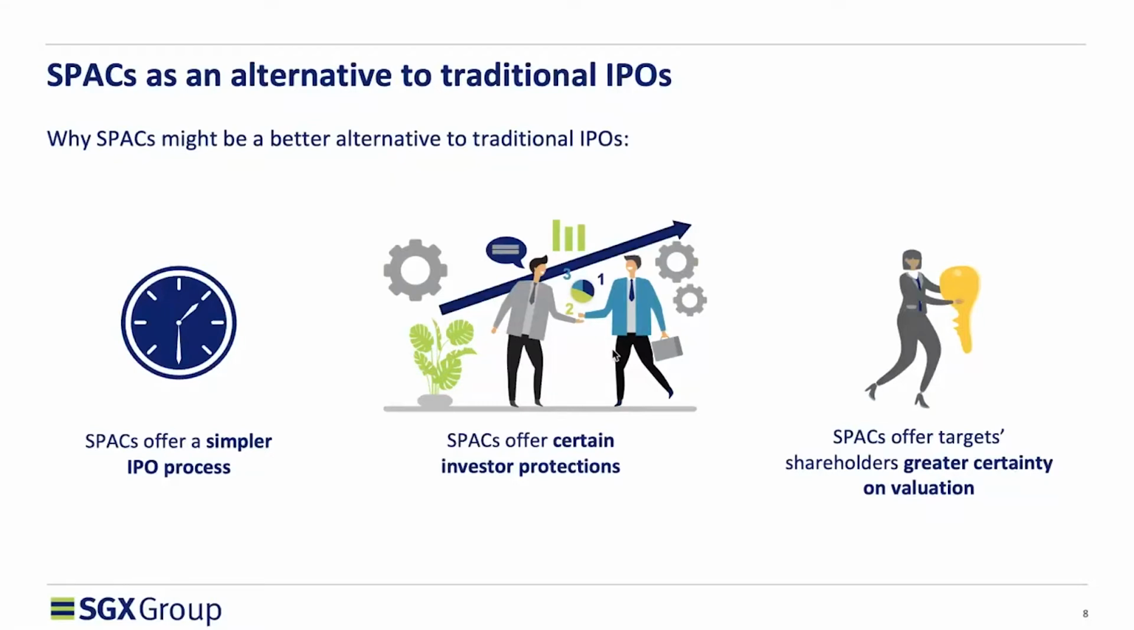Secondly, SPACs offer you and I as investors certain protections. We'll go through in a bit more detail what some of these investor protections are. And last but not least, SPACs offer the target shareholders greater certainty on the valuation. So as we'll see in some IPOs, because of market volatility, there is a lot of uncertainty around the valuation where the company gets listed at. But through a SPAC, some of this uncertainty can be removed because it is decided through a negotiation process between the SPAC sponsor as well as the target company.